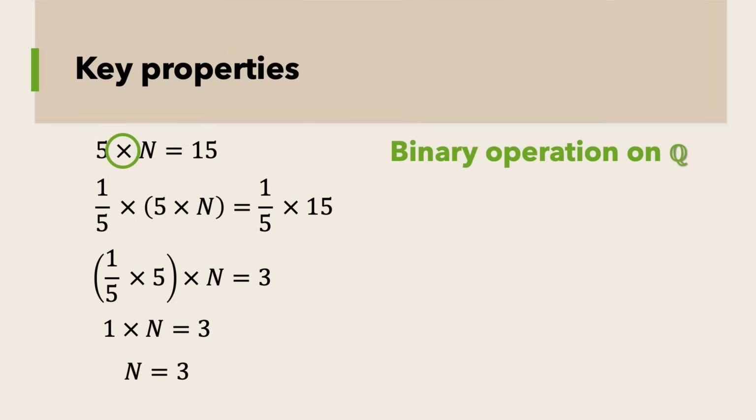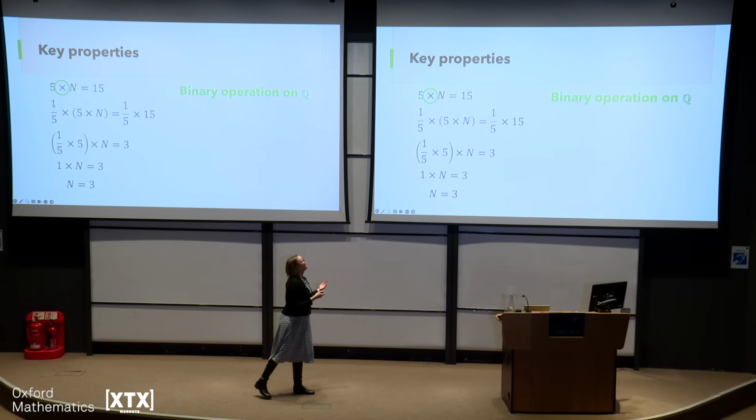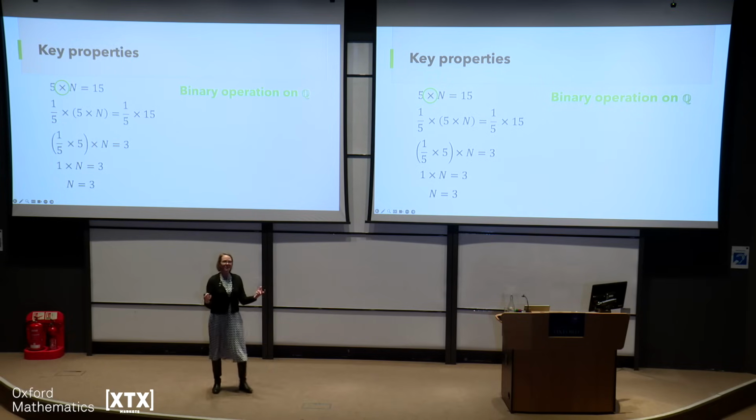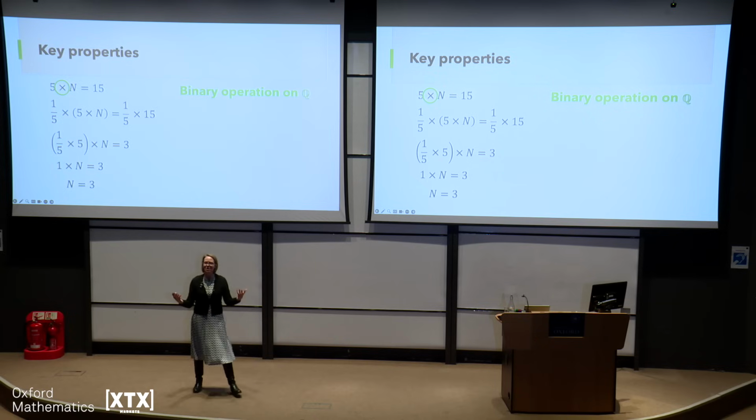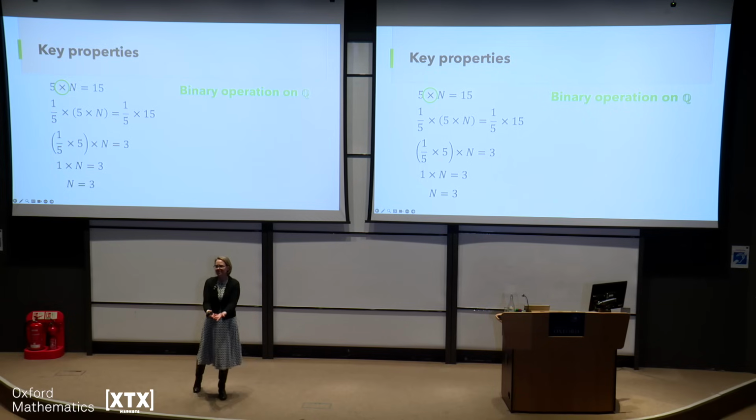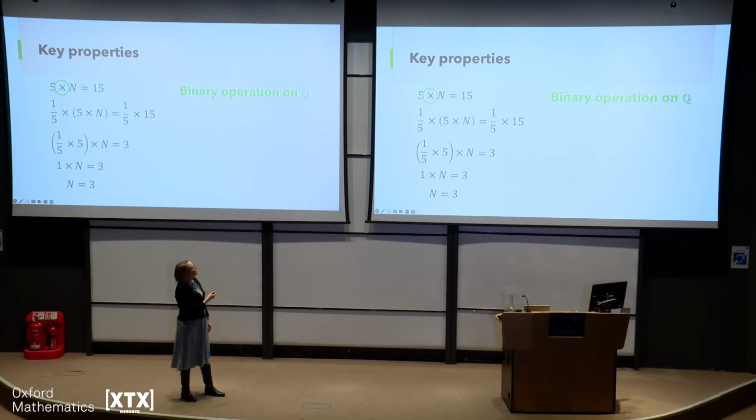Multiplication is a binary operation on Q, on the set of rational numbers. And again, you can think about real numbers if you want. What that means, binary just means you put two things together and get something else that's in the same set. So if you give me two fractions, I can multiply them together and I get some other fraction. That's all that means. So I've got this operation.